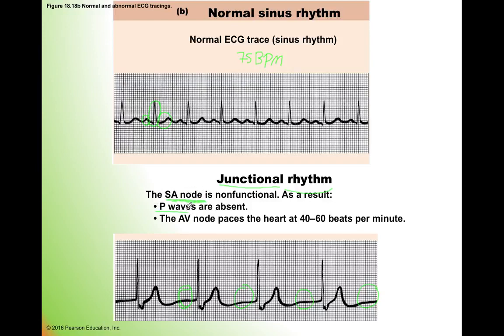Now remember that if the SA node was non-functional, that doesn't mean that your heart is going to stop creating electrical impulses. It will still create the action potential, but it's going to rely on what? The AV node to do it. The AV node is not going to be as strong as your SA node, so it won't be able to create the 75 beats per minute. What is going to limit the heartbeat is about 40 to 60 beats per minute, which is typically not going to be efficient if you want to continuously keep a healthy circulation of the body.